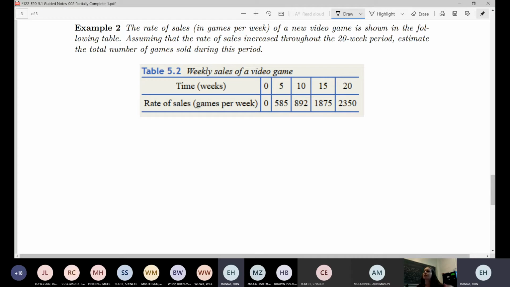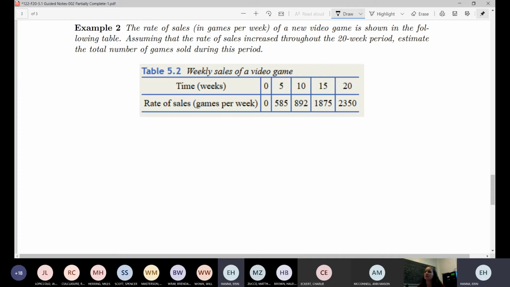So here, the function we're given in this table is the rate of sales. We're looking at a rate of sales of a new video game shown in the following table. Assume that the rate of sales increased through the 20-week period. Estimate the total number of games sold during this period. Now, again, they don't tell us how to set up the rectangles. They don't tell us how many to use. They don't tell us the widths they want us to use. So we kind of get to choose.